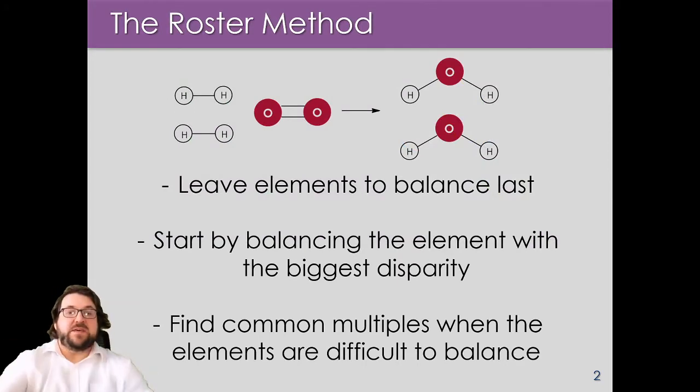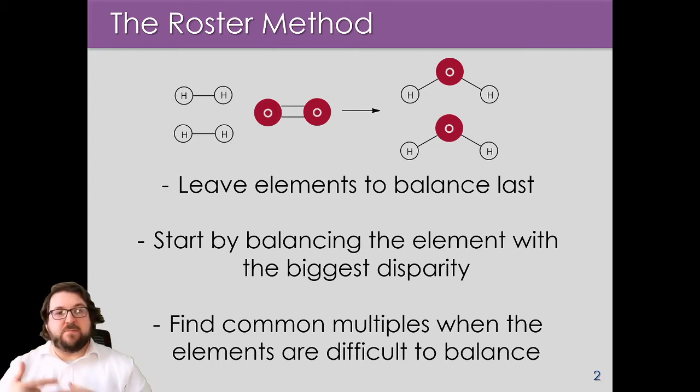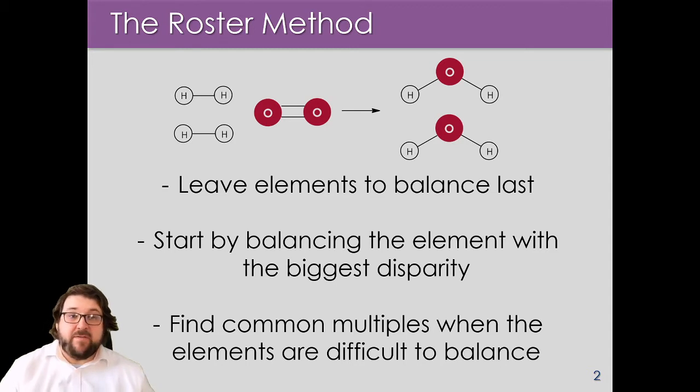In this, I'm going to be using what I call the roster method. That is basically counting up the atoms that you have on each side and then following a process to balance them. Some tips for this method: leave elements to last all the time. That's because you can change the numbers in front of them without changing all the other elements. So always leave those to the end if you can. Start by balancing the biggest disparity, so wherever there are a lot more atoms on one side than the other, find the biggest difference and start by balancing that. Usually that will then pull a few of the others through to balance as well, which is great.